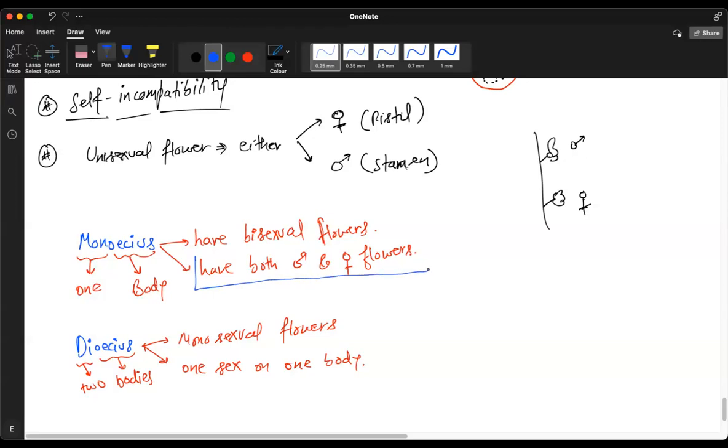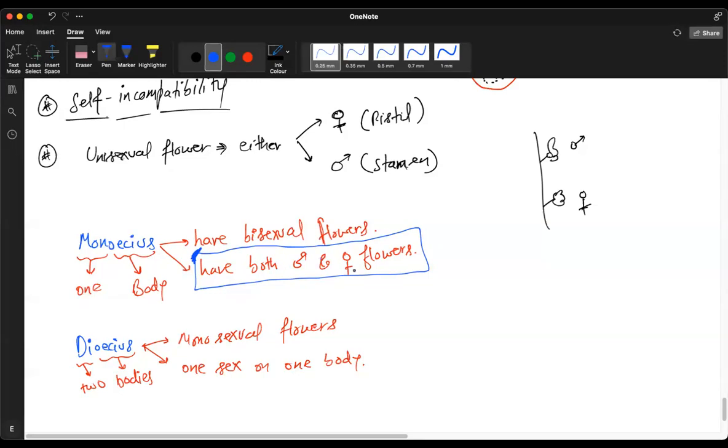Look at here. This is the hint. Can you see this? I just did not write it in the first place. Here, to be monoecious, there are two possibilities. Either they have bisexual flowers, that makes them clear-cut monoecious, because bisexual flowers will have both the organs in the same flower, and then you don't need a different body. Or you have different flowers.